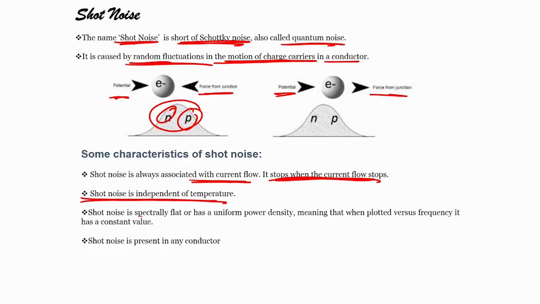Shot noise is spectrally flat or has a uniform power density, meaning that when plotted versus frequency, it has a constant value. So, when you plot shot noise against frequency, you will find it as a constant value. Okay. Next, shot noise is present in any conductor. Alright, shot noise is present in any conductor. So, that is very important to remember.